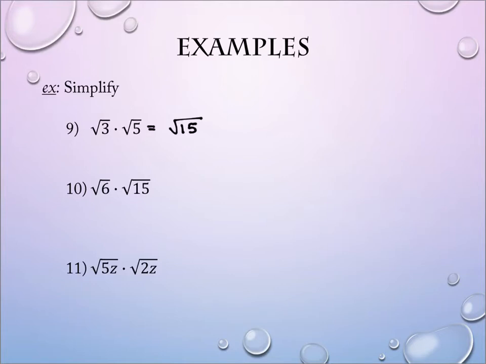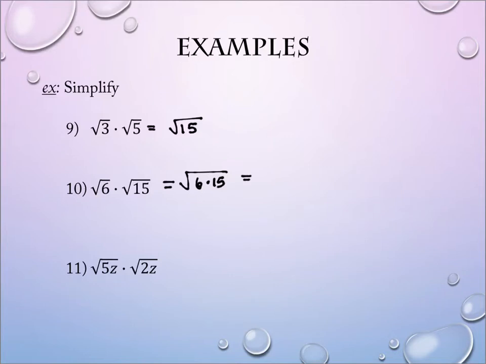Now number 10, I could do the same thing. I'm going to show you how to do this in 2 different ways. You can actually use the property of products right away if you wish. I can write down that this is the square root of 6 times 15, and I can actually multiply 6 and 15 together. So let's do that.